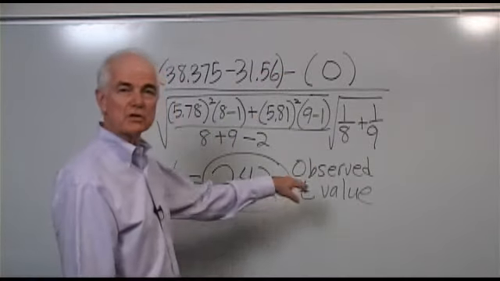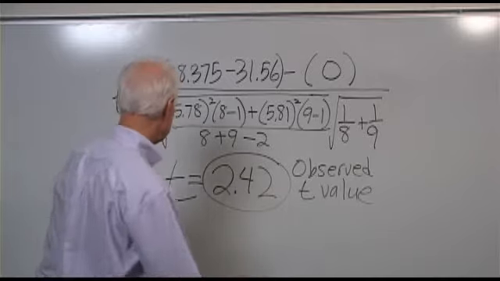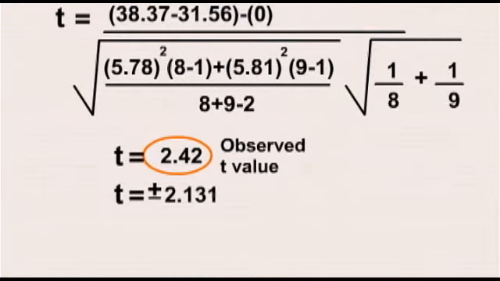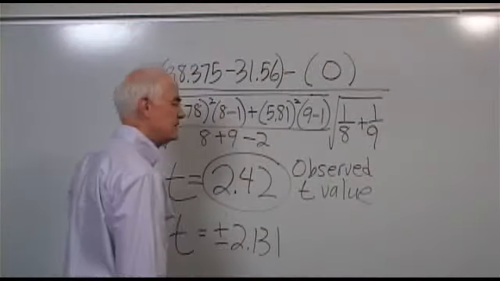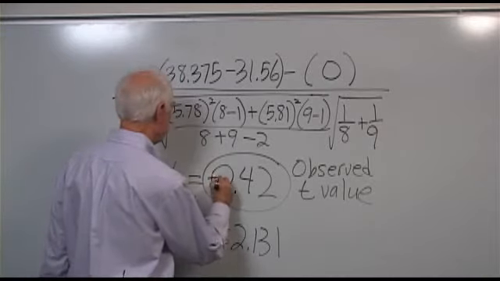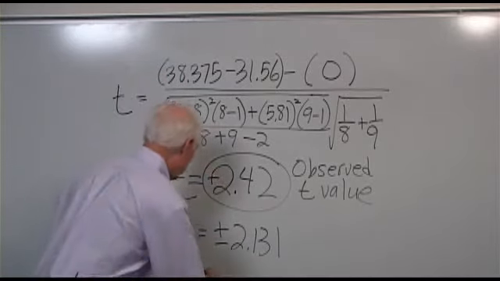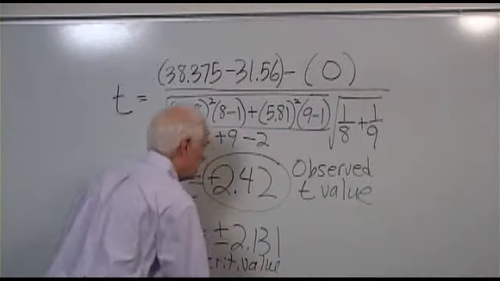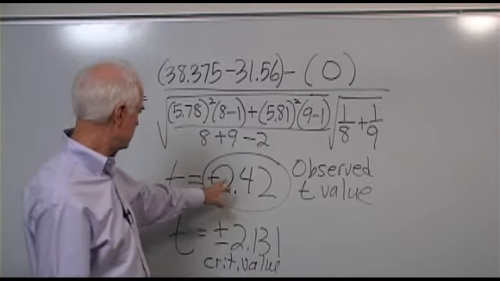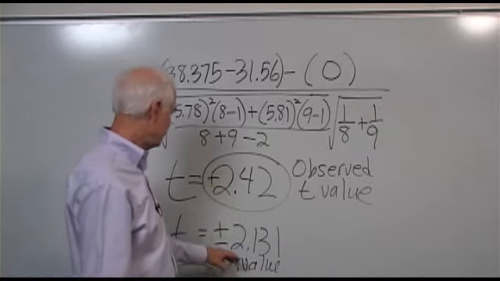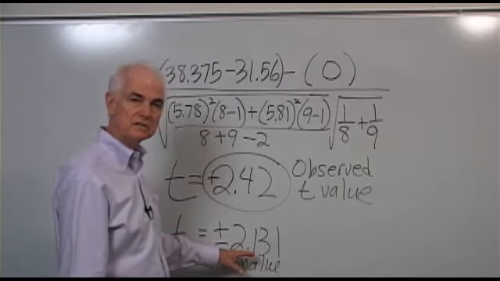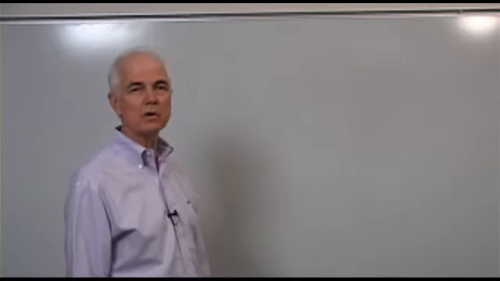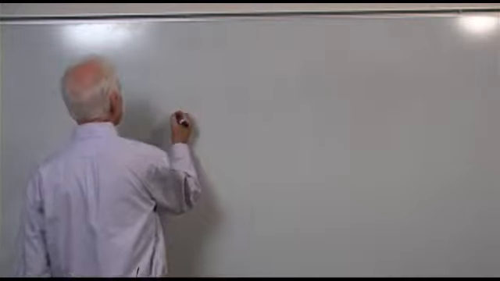Now let's compare our observed t-value to our critical table t-value. And if you will recall, our critical value was actually plus or minus 2.131. In this particular case, our observed value is positive, so we're going to compare it to the positive critical value of 2.131. Because our observed value in the positive direction is greater than the critical value in the positive direction, our decision is to reject the null hypothesis.